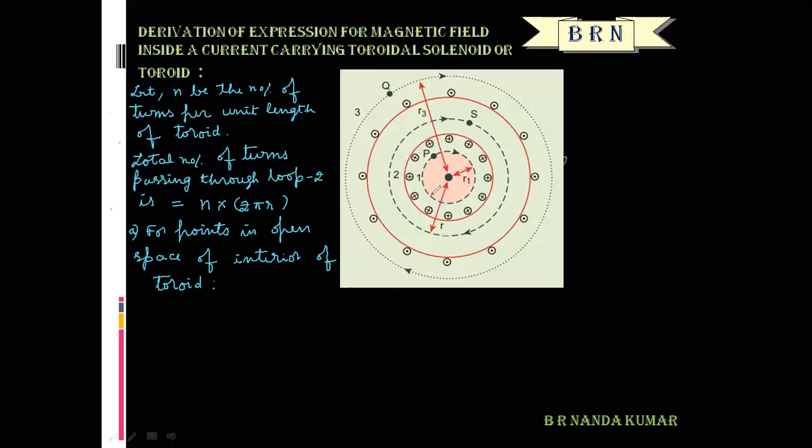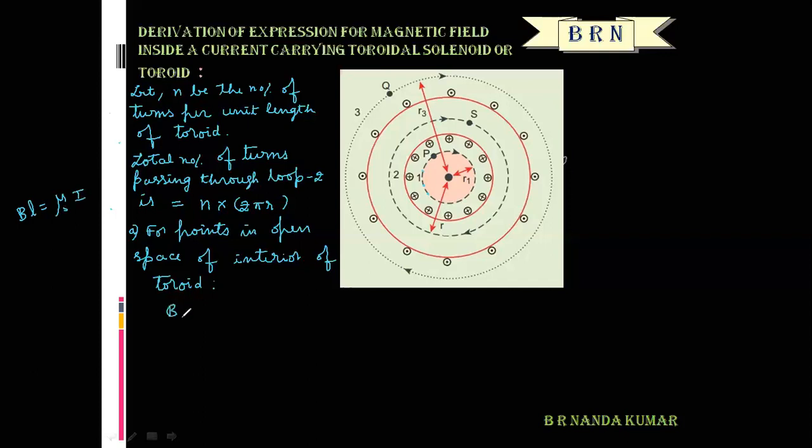Okay, so these are the points in open space of interior of toroid. That can be calculated by using the simplified form of Ampere's circuital law. That means the magnetic field B vector is directed along the tangent to each and every point on the perimeter L of a closed curve, and its magnitude is constant along the curve. So the simplified mathematical expression is B L is equal to mu naught I.